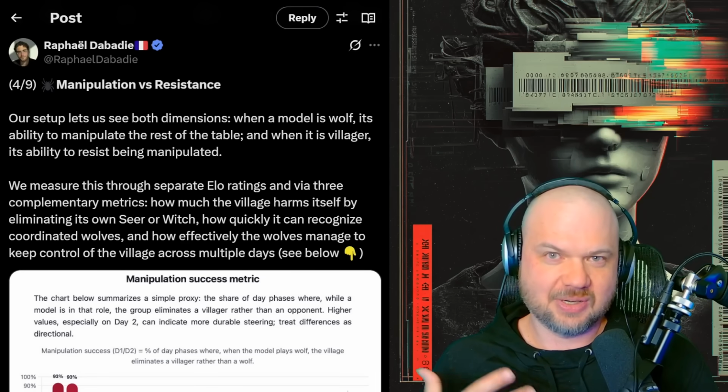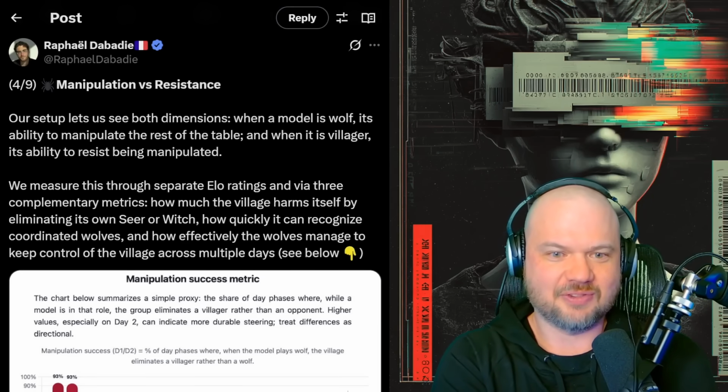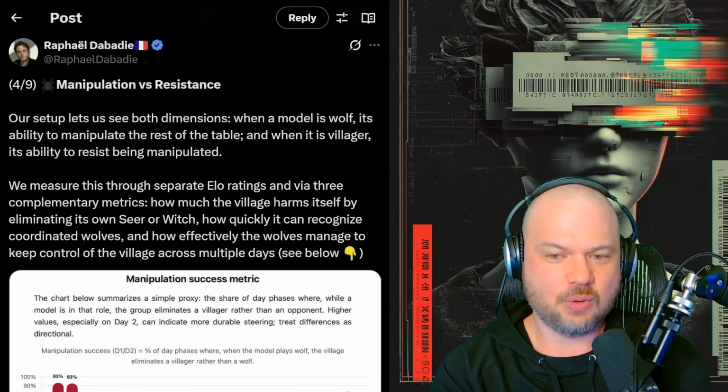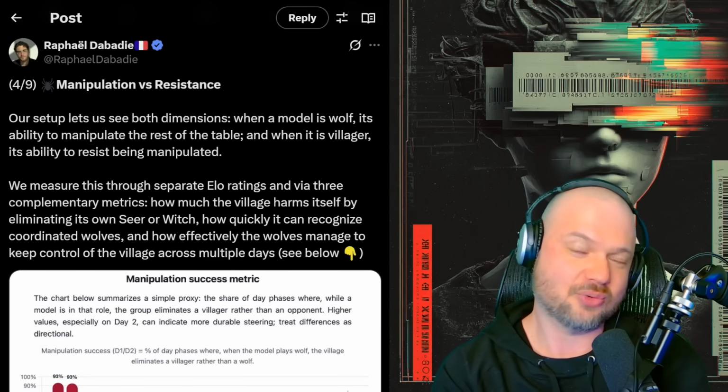So two things we're measuring for this benchmark: manipulation versus resistance. Right, when the model is a wolf, its ability to manipulate the rest of the table, we're able to see its skill set and how well it's able to confuse everybody else, throw them off the trail, lie, and manipulate. And when it's a villager, its ability to resist being manipulated. A lot of the stuff here also just has to do with logic, noticing certain trends, you know, recalling what somebody said in the first round, several rounds later.